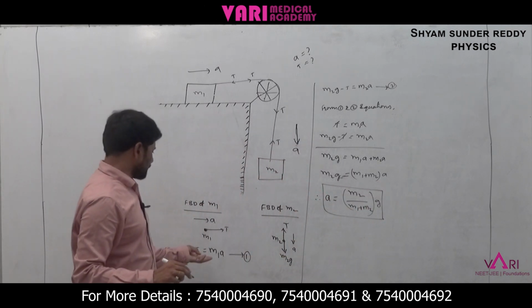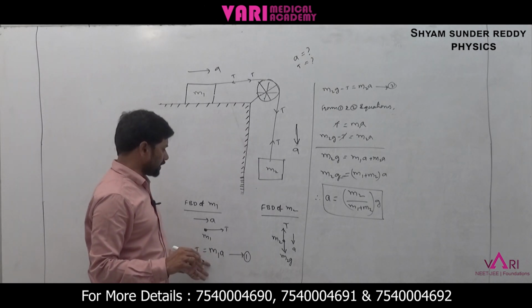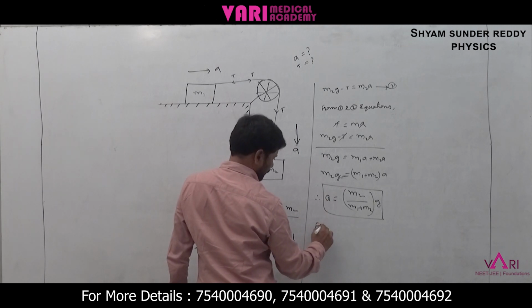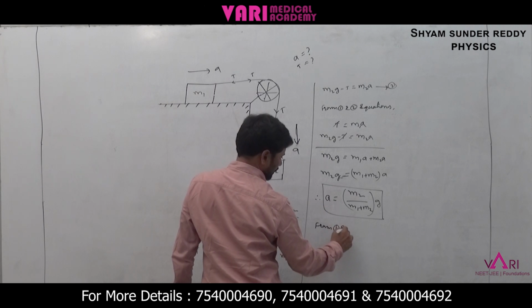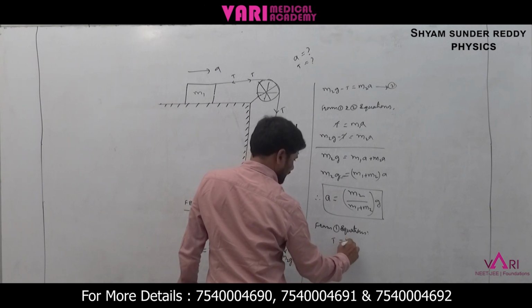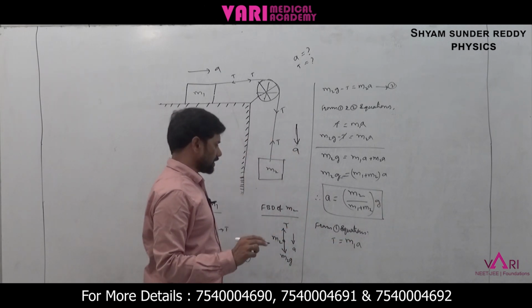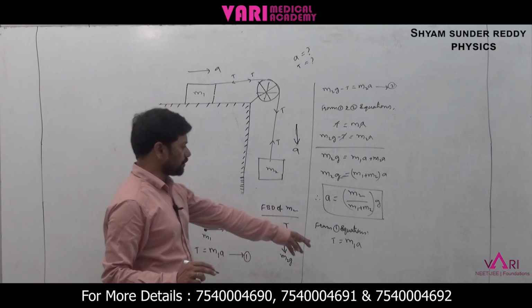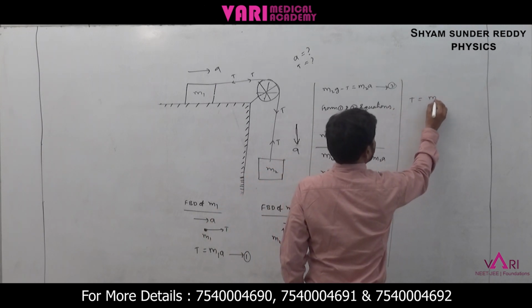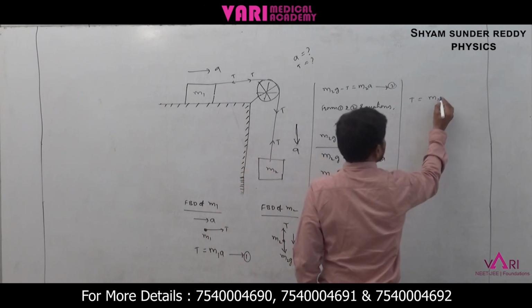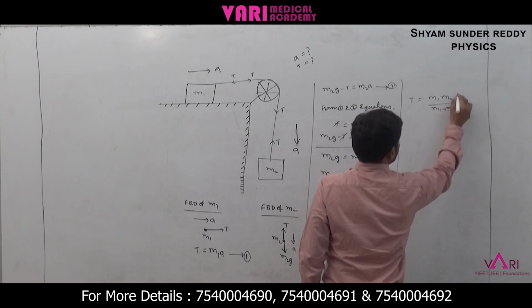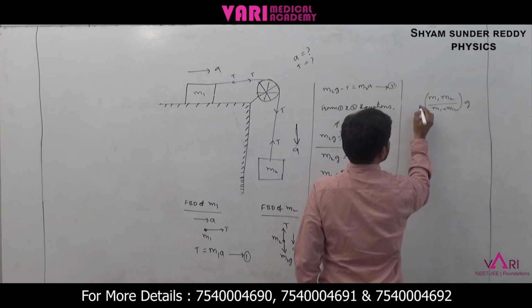And tension, very simple. Just substitute the A value in equation 1. From the first equation, T is equal to M1A. Just substitute the A value. Therefore, T is equal to M1 into, in the place of A we write M2 by M1 plus M2 into G. This is the T, tension.